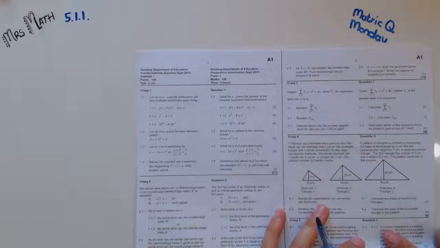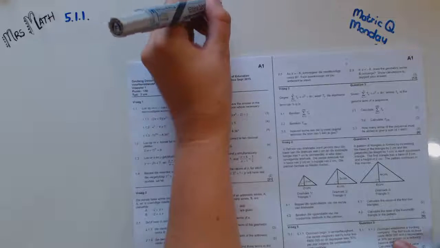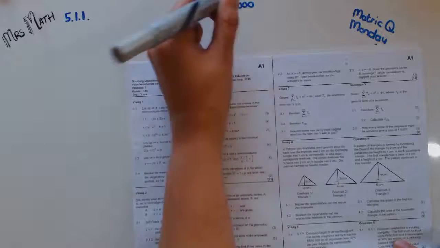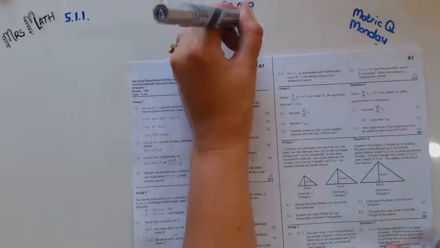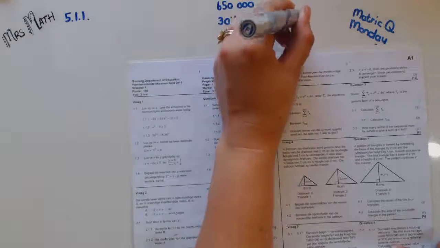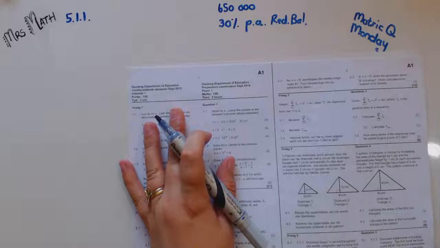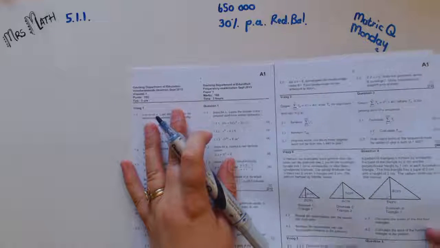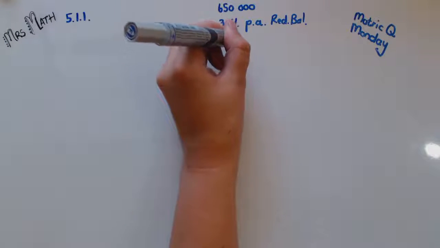Okay, this first question, 5.1.1, says Dumisani establishes a trucking company. The first truck he buys costs 650,000 rand, and it depreciates at 30% per annum on a reducing balance method. Calculate the depreciated value of the truck after 4 years. So my number of years is 4 years.